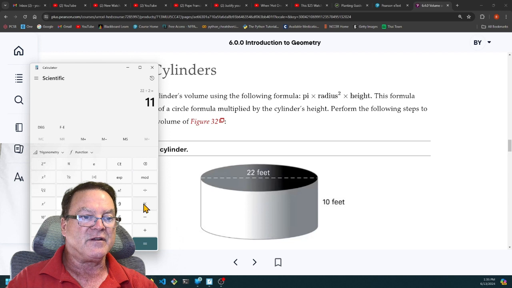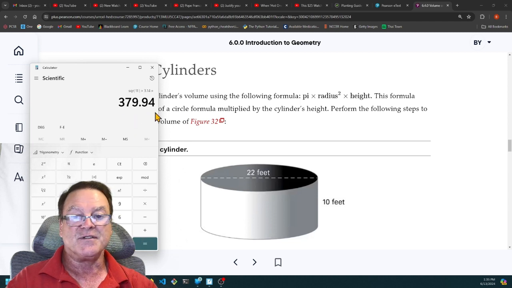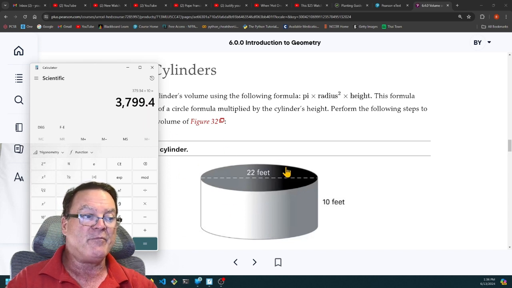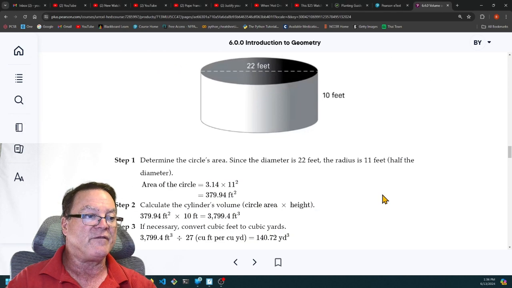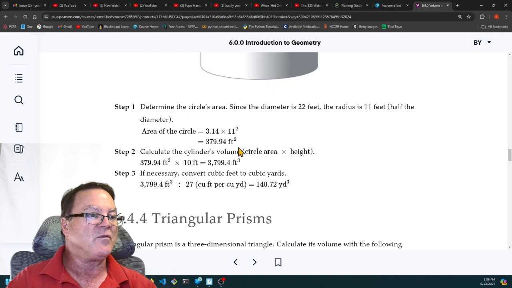11 times 11. Here's 11 squared. Here's x to the second. So this is squared. So I'll square my radius, and then I'll multiply times 3.14. And that gives us the area of the circle, 379.94 square feet. We'll take that and multiply it times 10 feet for the depth, and I have 3,799.4 cubic feet. That's how big the volume is of this cylinder, 3,799.4. Let's see how we did.